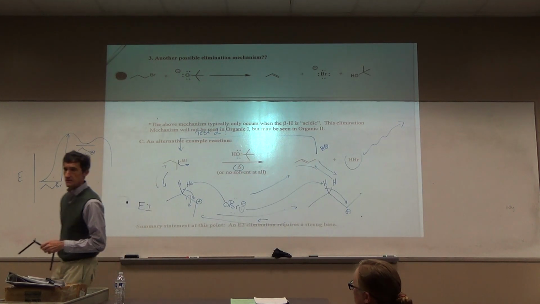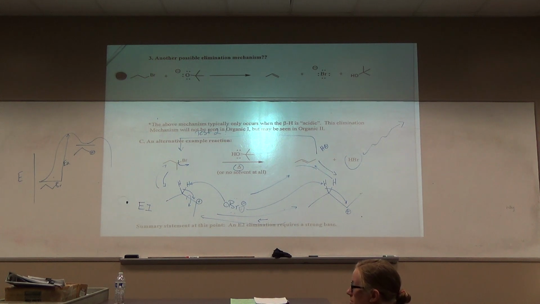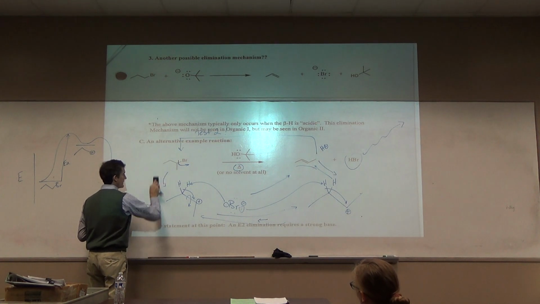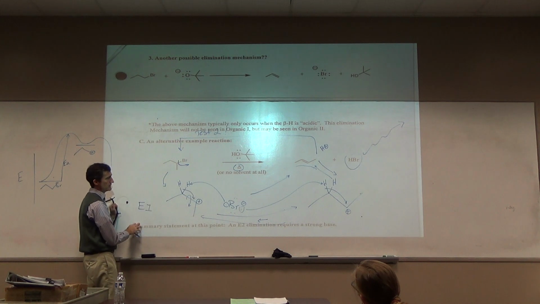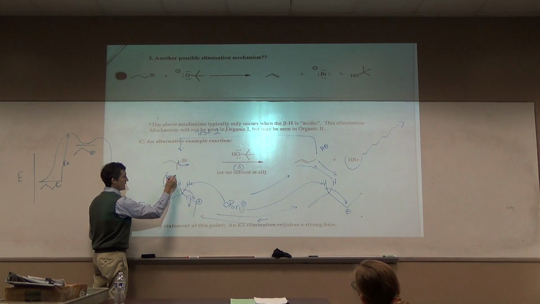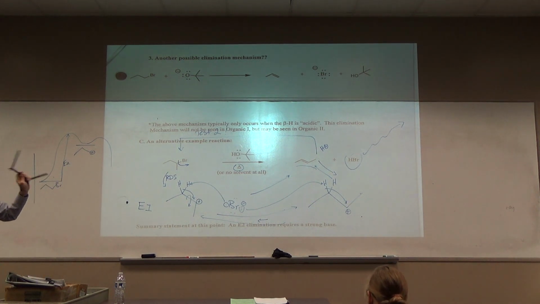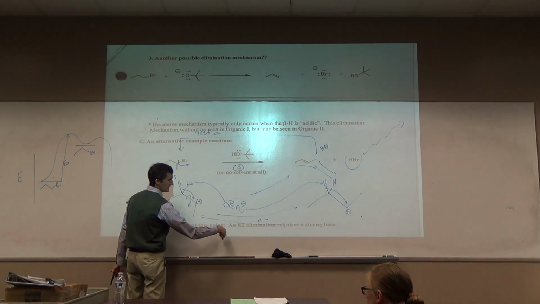Question? Why would the bromine take the H if it's not a strong base? Good point. This is a fast step here. In this mechanism, what's the rate determining step? The base is acting in the fast step. And since it's a fast step, it's an easy step, and since it's easy, just about anything can act as a base. Yes, weak base. Because if it was a strong base, we'd be doing E2.